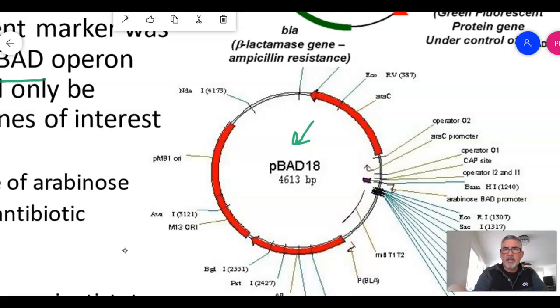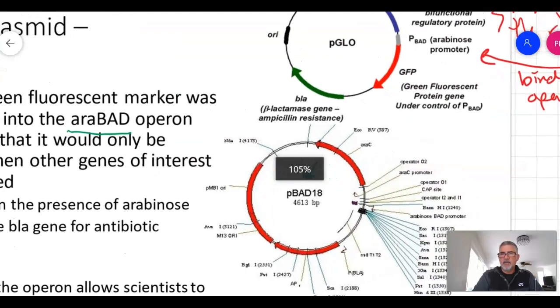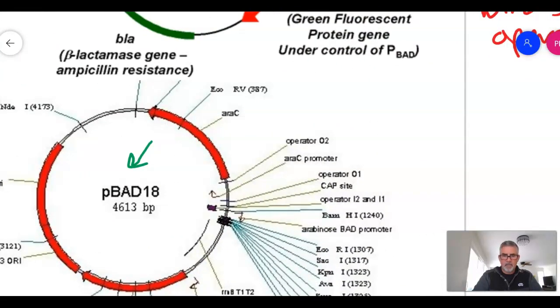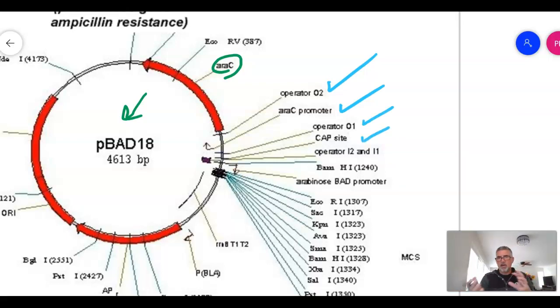Like we said here, we have our araC there. So that's making our repressor. I have my operator, so the repressor that it makes is going to bind to my operator right here. We have the araC promoter, so that's where my RNA polymerase is going to bind. I've got another operator here I can control. I've got my CAP site, remember, that I can turn on and off with cyclic AMP.